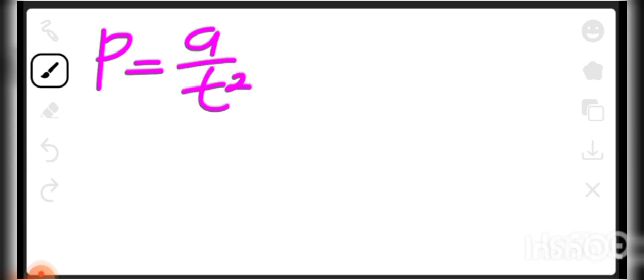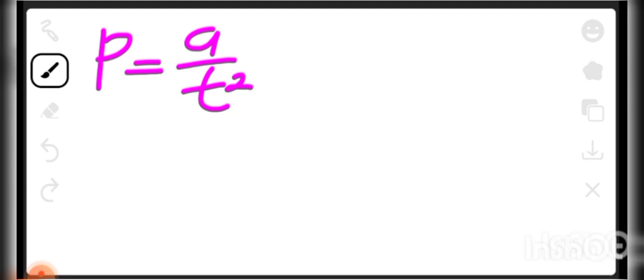Now let's look at this. If the power developed by a body is defined by a relation P is equal to A over T squared. If the power developed by a body is given by the relation P is equal to A over T squared, where P is power, A is acceleration, T is time. Check if the equation is valid.